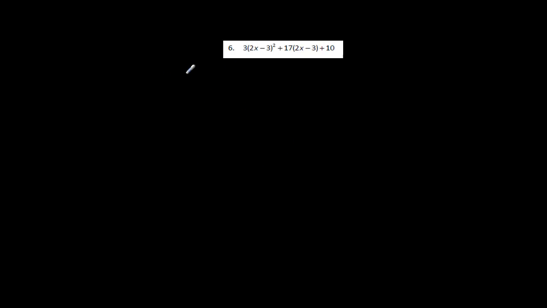Number 6, this is going to be a temporary substitution problem. So we're going to let 2x minus 3 be k. So we're going to have 3k squared plus 17k plus 10. Let's use the box method.